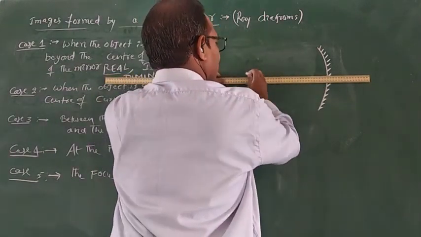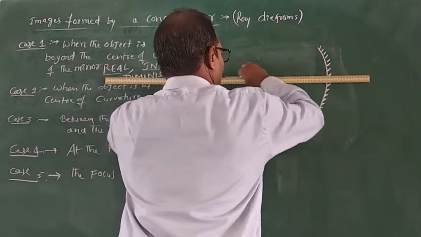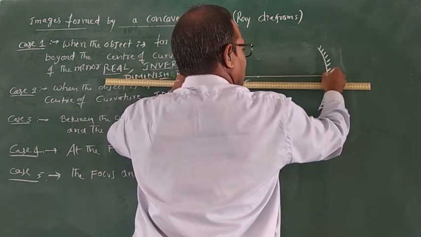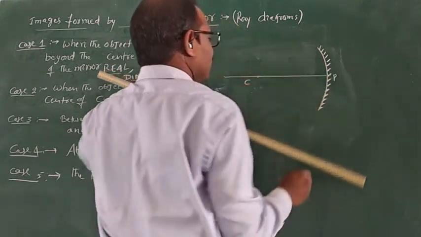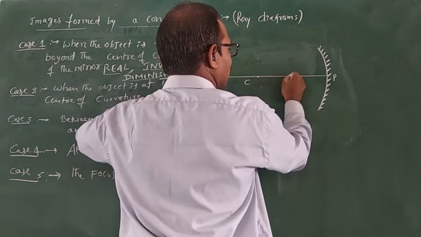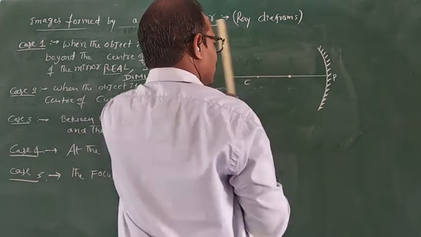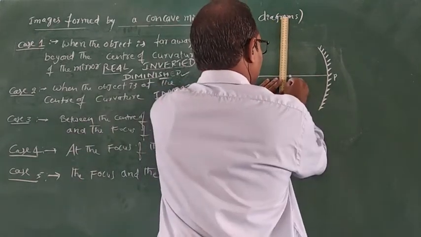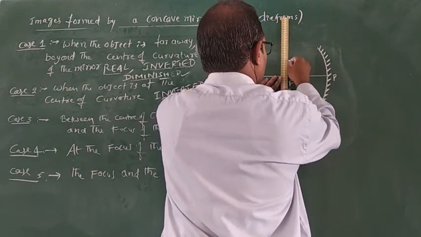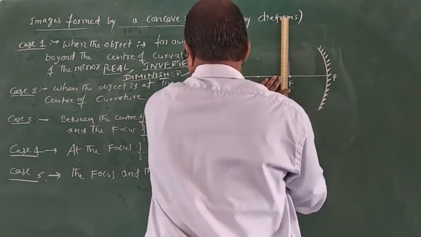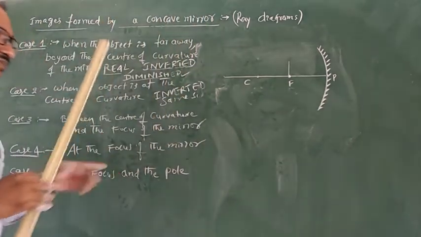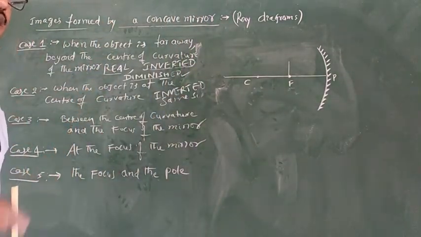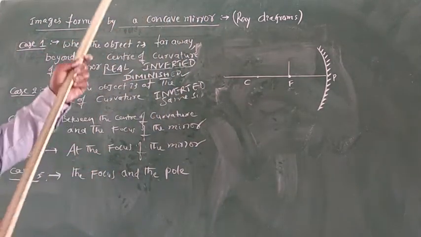Now this is the principal axis. This is the pole. This is the principal axis. Now let this be the focus point F. Now the object I am keeping at the focus of the mirror. The object I am keeping at the focus of the mirror.